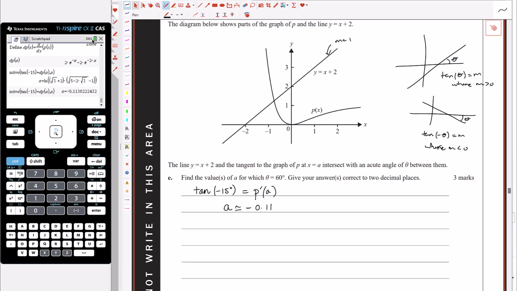Okay, so let's imagine we drew the tangent kind of here. It's going to get crowded here, okay? But if we drew the tangent up here, now this angle in here is our 60-degree angle. Okay, that's the acute angle.